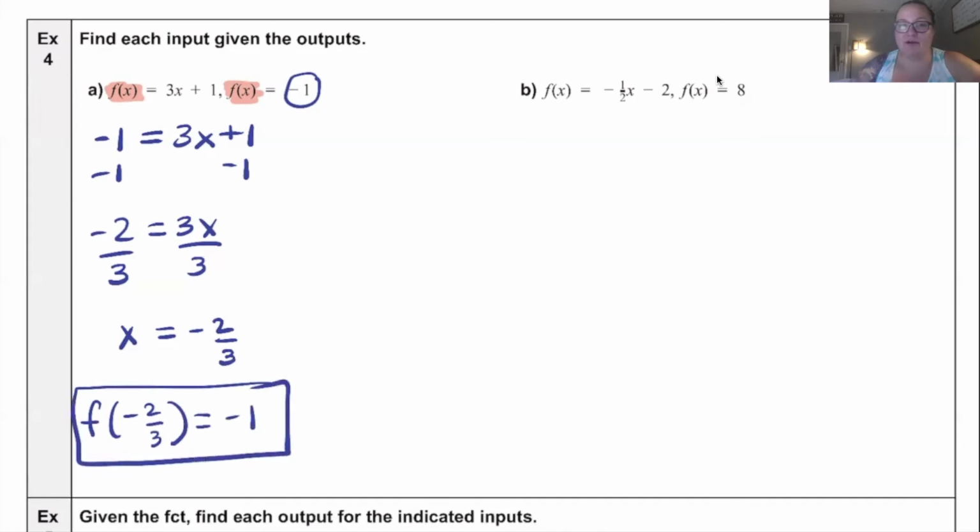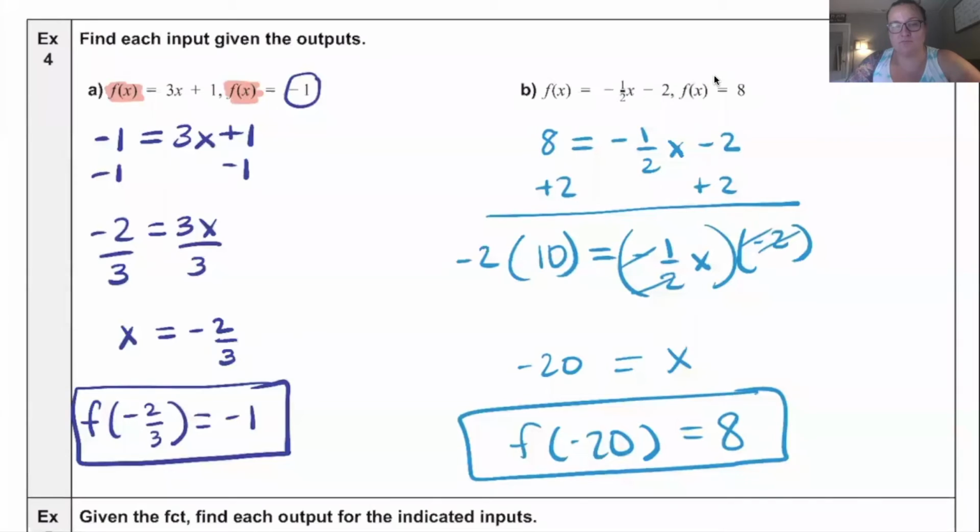And that's how you're going to write your final answer. You're going to put it in terms of the function. What would you plug in as your input? And then what would you get out? What is that function equal to? All right, go ahead and do example B without me. Press pause and then press play when you're ready to check your work.